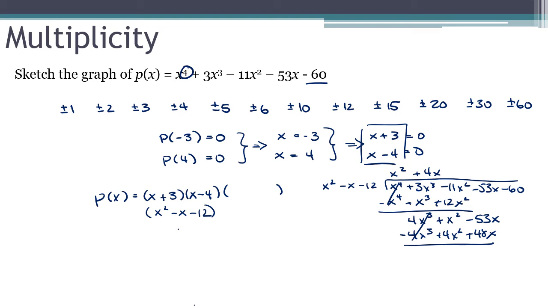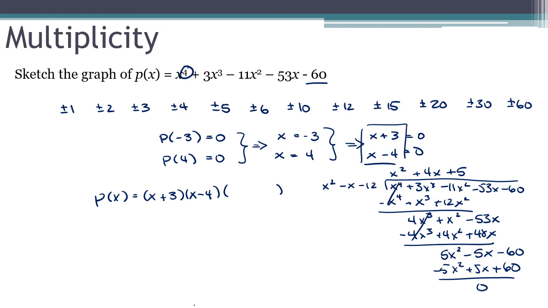The x cubes go away. We get 5x squared. Let's see, 48 minus 53, that's minus 5x, bring down the minus 60. I'll do plus 5 here, and that should work. 5x squared minus 5x minus 60, and when we subtract that, yes, awesome, we get 0. We came out even.